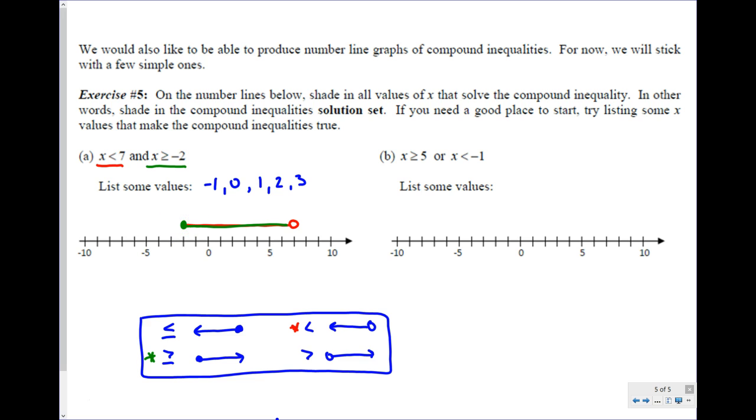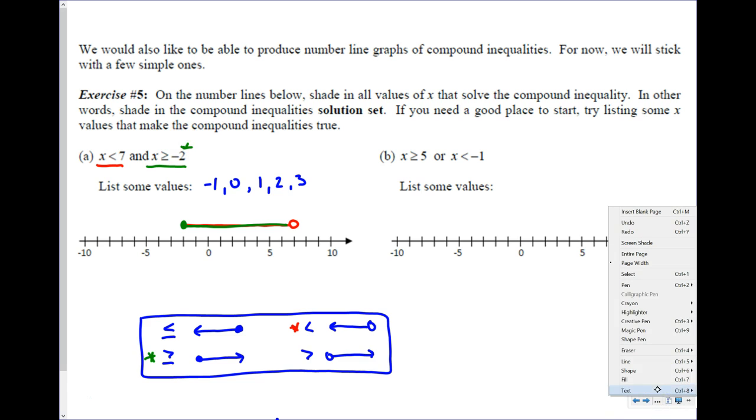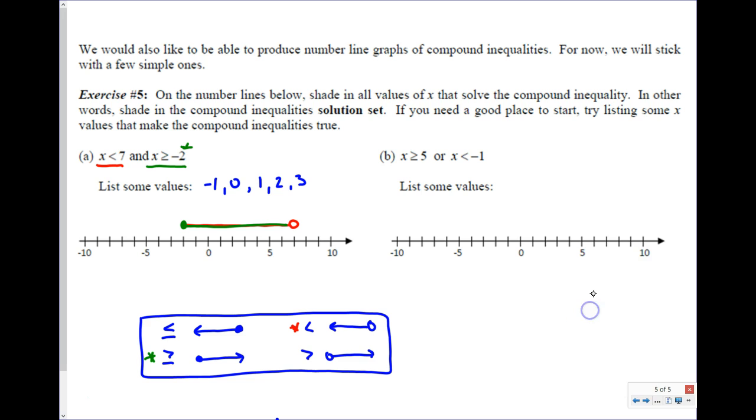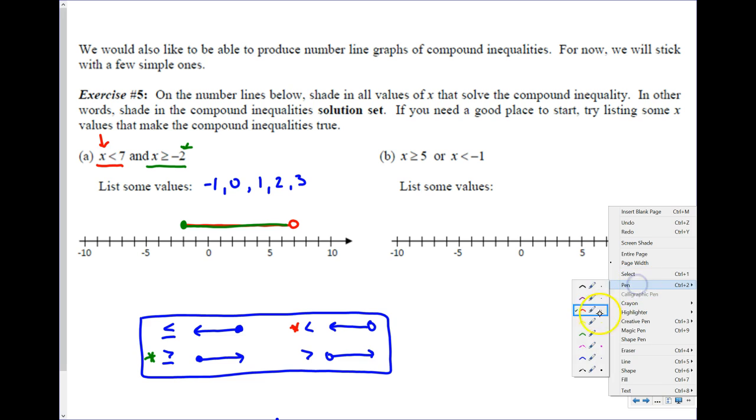Okay, I don't need the arrows going either way because my inequality can't be less than negative 2. It has to be greater than negative 2. And my inequality can't be greater than 7 because it says right here that x is less than 7. So this is the graph of my inequality right here. No arrows, no infinity for something like this. The other one's a little bit different.